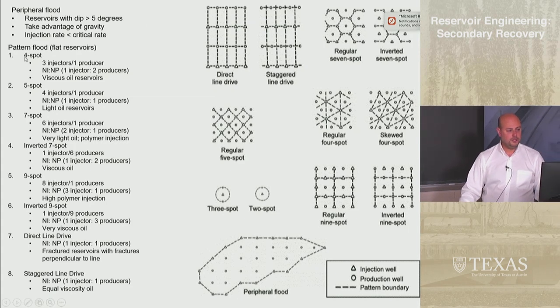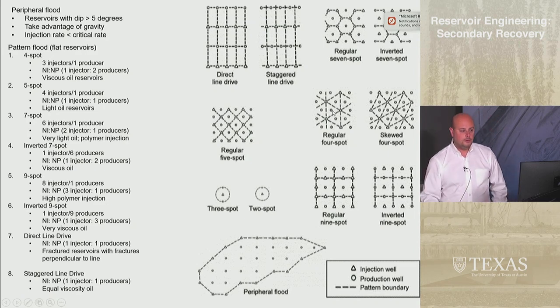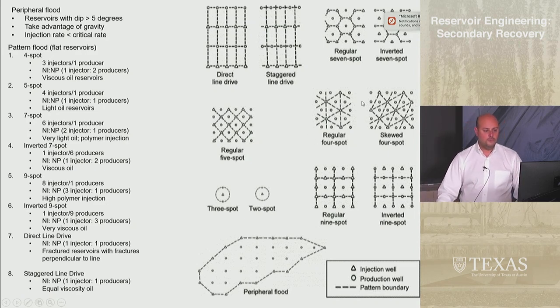One of them is a 4-spot, which means you have 3 injectors and 1 producer. Let's see, here's an example of a 4-spot right over here. So the producer is the circle, and the injector is the triangle. So you've got 3 injectors and 1 producer. So it's kind of like making a triangle. And you've got this regular 4-spot.